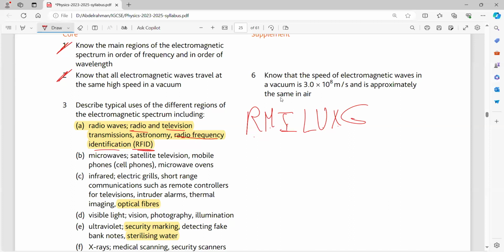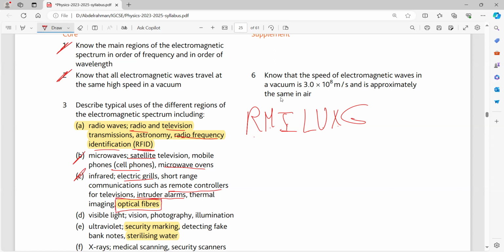Microwaves are used in cell phones and microwave ovens. Satellite television, anything that has to do with satellites, uses microwaves. Infrared: electric grills, anything that has to do with heating. Remote controllers, intruder alarms, thermal imaging, and last but not least, something called optical fibers.